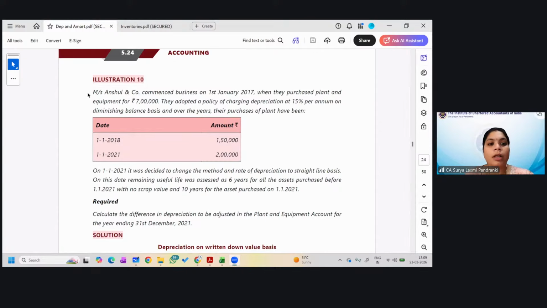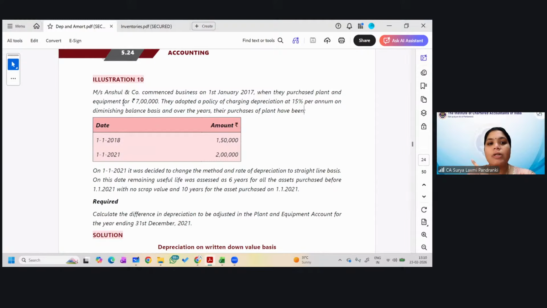Now, Anshul has commenced business on 1st January 2017, and purchased plant and equipment for 7 lakhs. They adopted the policy of charging depreciation at 15% per annum on diminishing balance method, which means they wanted to follow 15% WDV.